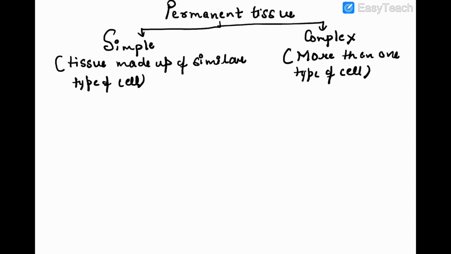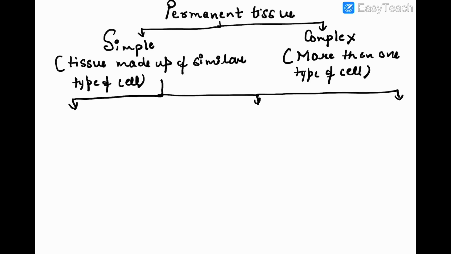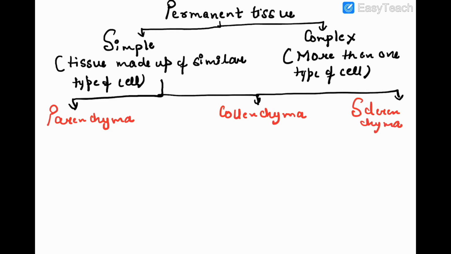Simple permanent tissue is further of three types, which are parenchyma, collenchyma, and sclerenchyma. Cells of parenchyma are isodiametric, spherical, round, or polygonal in shape.